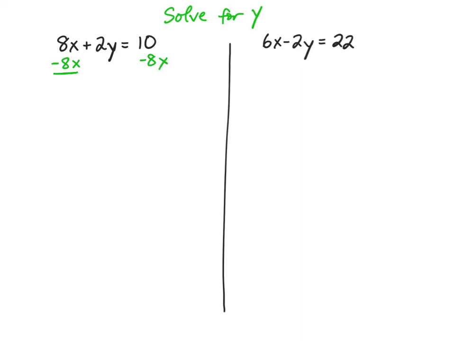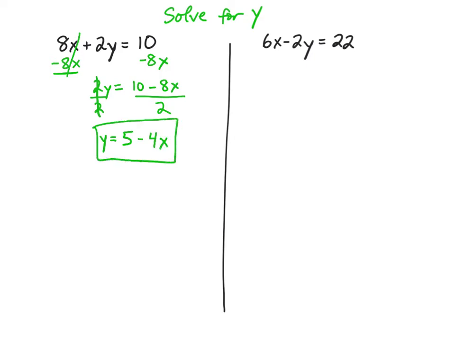So I'm going to go ahead and get rid of the x's. 8x minus 8x is no x's. So 2y is equal to 10 minus 8x. And to get y by itself, I'm going to divide by 2. I've got to divide everything by 2. 2 divided by 2 is 1. 1 times y is y, so that's just canceling out. What is 10 divided by 2? That is 5. What's negative 8 divided by 2? That's negative 4. And that has my x.